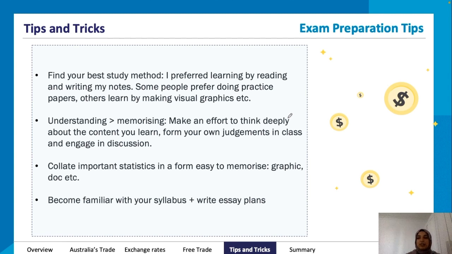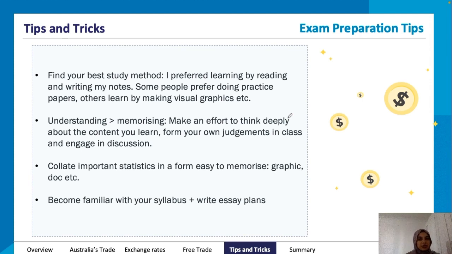Become familiar with your syllabus. Write essay plans, right? Those are the things that will get you through. Your HSC examiners are making your exam by looking at the syllabus. So it's only obvious that you would do the same when you're making your notes and you're going through practice questions, to make sure that you understand the syllabus and everything in it. And if you don't, ask questions, talk to your teacher, get it sorted, you know what I mean?